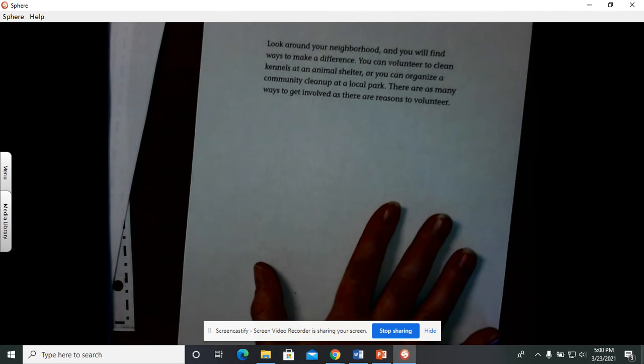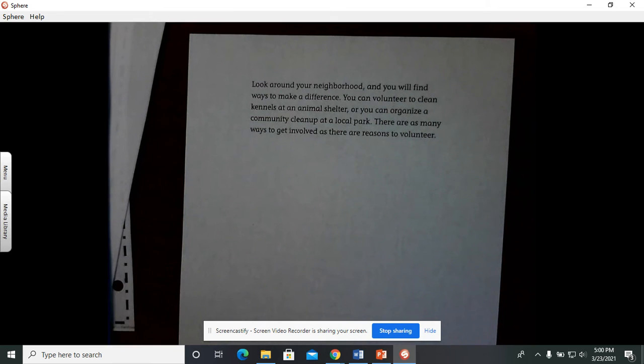Look around your neighborhood and you will find ways to make a difference. You can volunteer to clean kennels at an animal shelter, or you can organize a community cleanup at a local park. There are as many ways to get involved as there are reasons to volunteer.